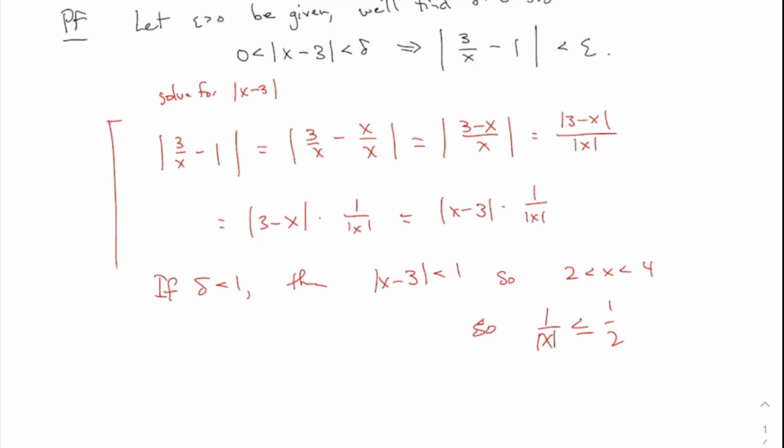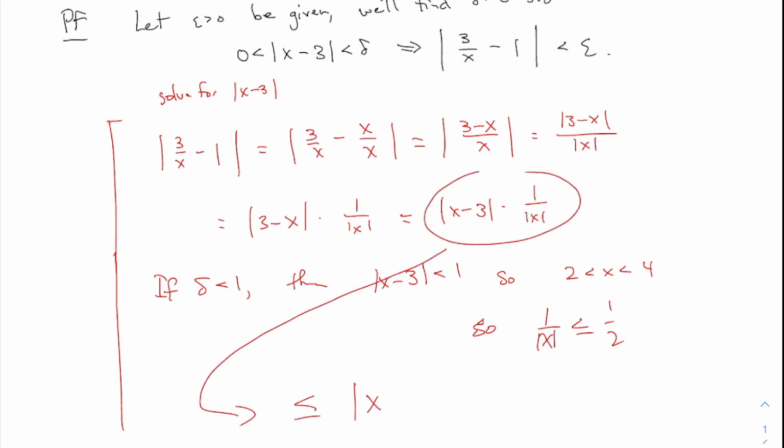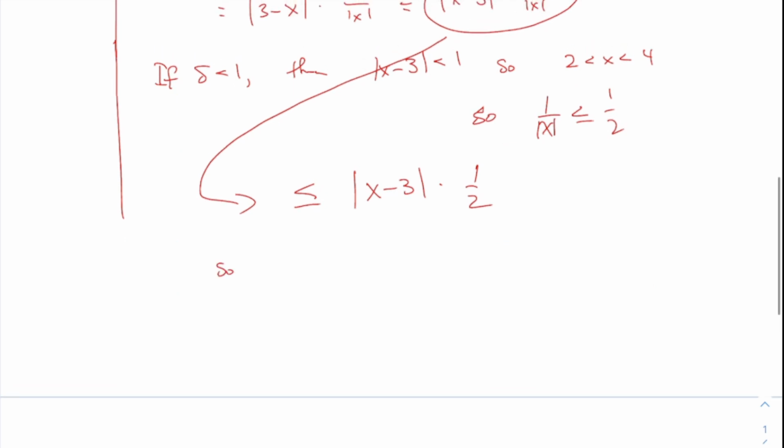Okay, so in this example, all of this means this part here I can say is less than or equal to the absolute value of x minus 3 times a half, because the 1 over x part is less than or equal to 1/2. And now I can continue as we usually would. So I want x minus 3 times a half to be less than epsilon, which is to say x minus 3 to be less than 2 epsilon. So I'm going to let delta be something less than 2 epsilon. All right?